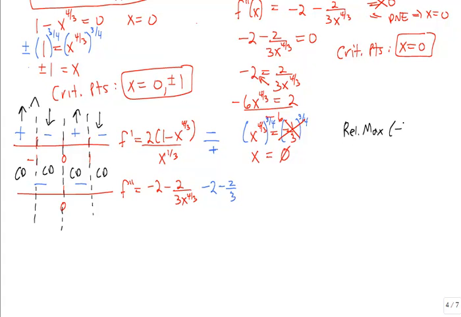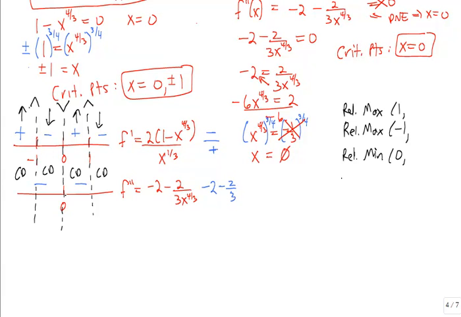at x equals -1. At 0, I go down and then up, so I have a relative min at 0. And then at 1, I go up and then down again, so I have another relative max at +1. Okay? And then at 0, for the second derivative, there is no change in concavity.